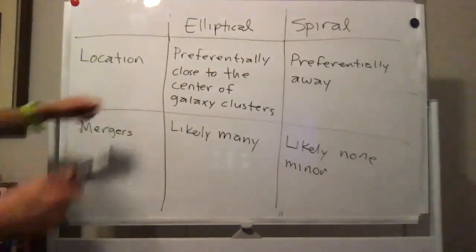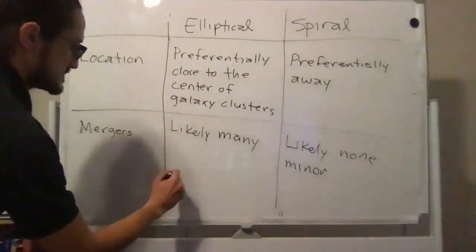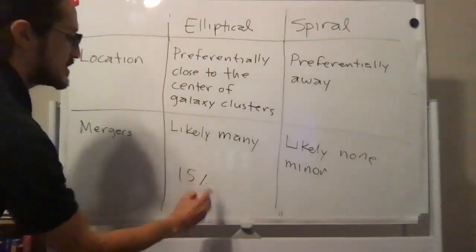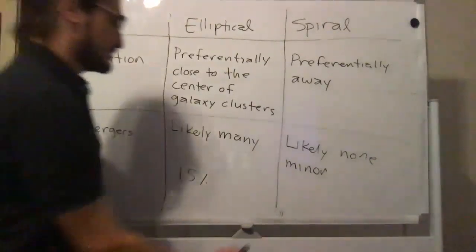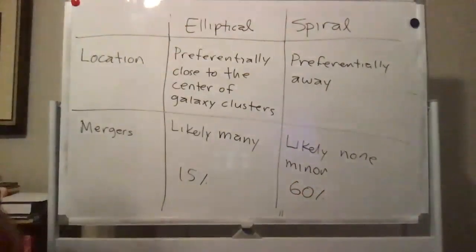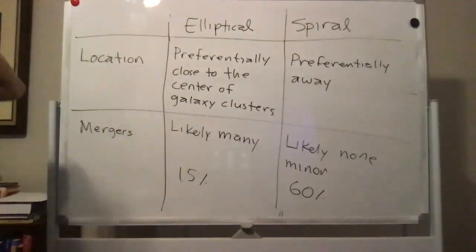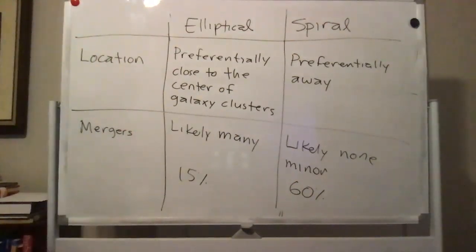So, how popular is the elliptical shape? About 50%. And spiral, about 60%. And irregular, everything else, I guess.